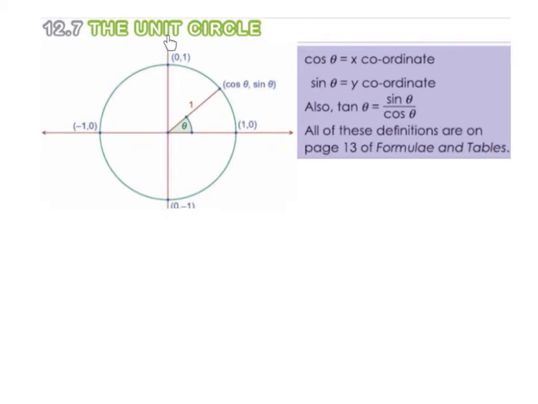The unit circle. So here we have our x-axis and our y-axis, and we have a circle that has a centre of 0, 0, and it passes through the points 1, 0, 0, 1, minus 1, 0, and 0, minus 1. And it's called a unit circle because it has a radius of 1 unit.